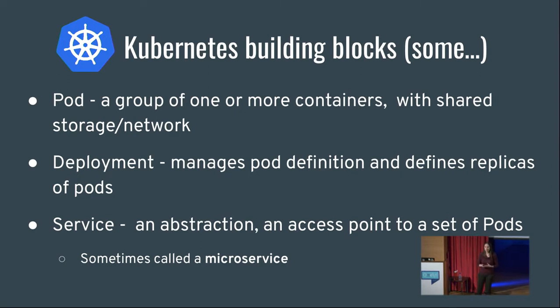Kubernetes service is an interesting abstraction. It is actually an access point to that set of pods, and it's sometimes called a microservice. Despite the fact that Kubernetes service does not hold itself our applicative code, the pods hold it, it still serves as an access point and represents them, so we call the Kubernetes service a microservice.